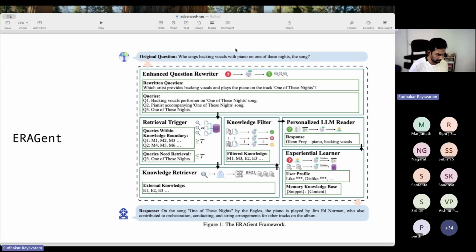One example here is, who sings backing vocals to piano on one of these nights song? Users can type in any way. They might use some colloquial words, some abbreviations, short forms, whatever it is. So the ERAGent paper suggests that it is a good idea to rewrite the question with the context, of course. The context could come from anywhere. But if you are able to rewrite the question using an LLM so that it can expand on it, the hit rate of getting the right vector space is a lot higher. So that is the first step.